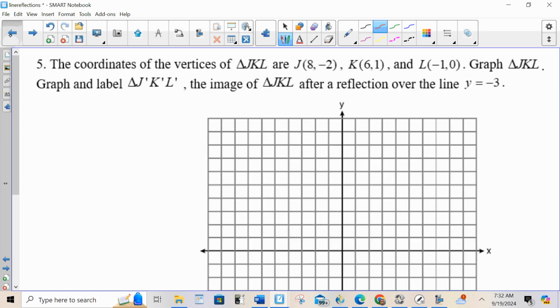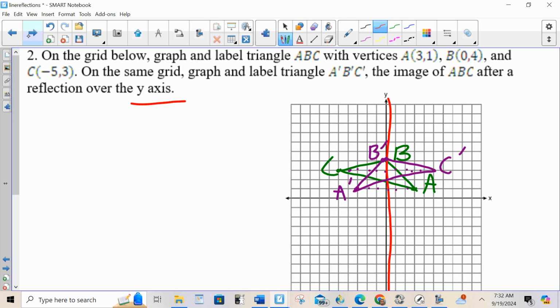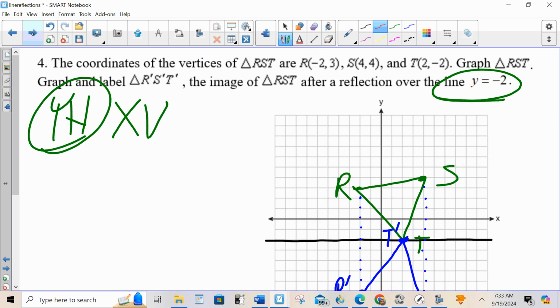Otherwise, count to the line you're reflecting over. If you're reflecting over the x-axis, count to the x-axis. If you're reflecting over the y-axis, count to the y-axis. If you are reflecting over an x equals a number or y equals a number, you need to graph them first. X equals a number is a vertical line, y equals a number is a horizontal line. And if you're not comfortable with that, then watch the lesson on that.